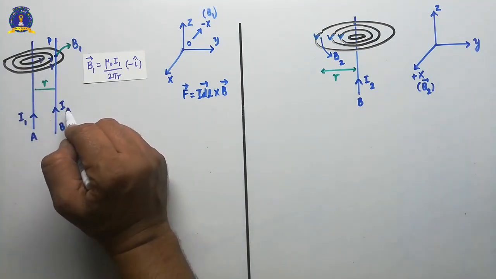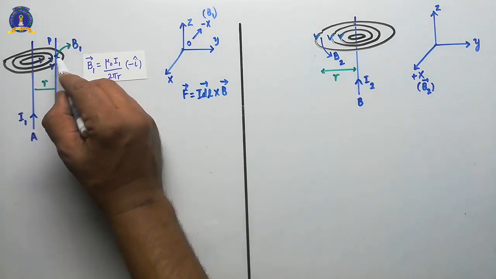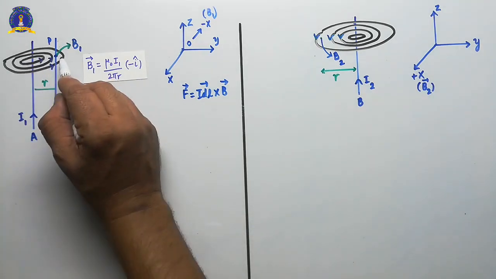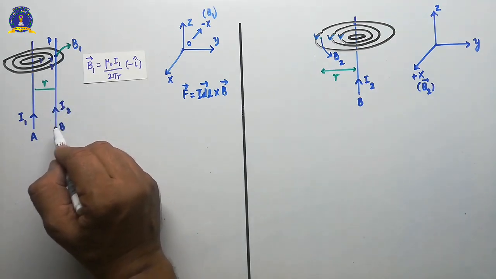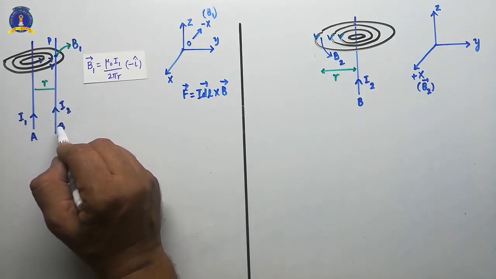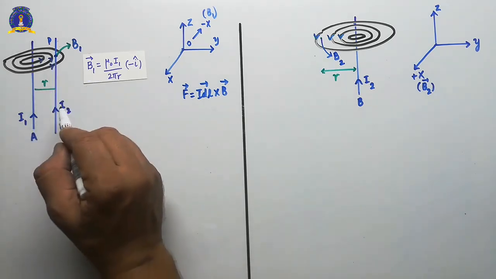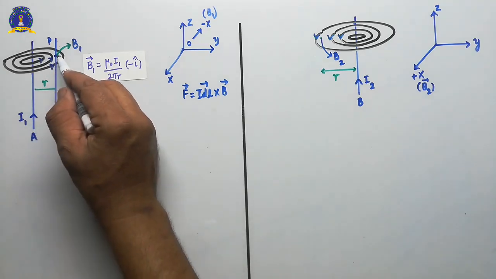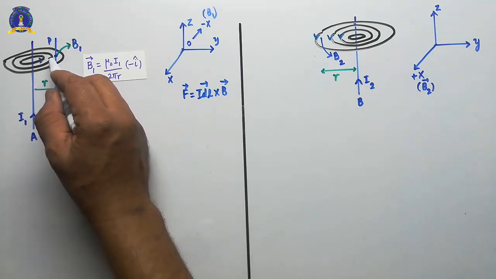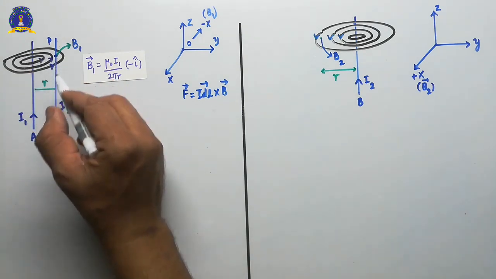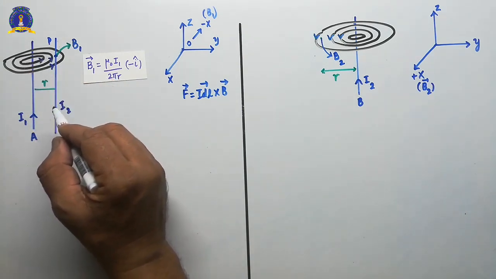Now this current carrying conductor B is placed in the magnetic field of the first conductor. Now who will experience the force? The conductor B will experience the force. Are you clear? The conductor B will experience a force. So magnetic Lorentz force will act on the current carrying conductor because current flows and it is placed in the magnetic field of the first conductor.